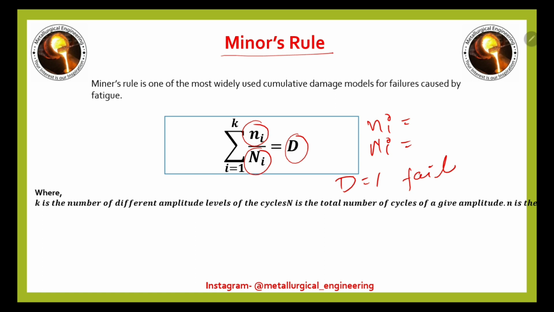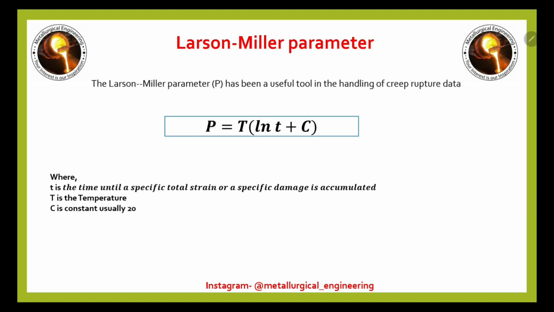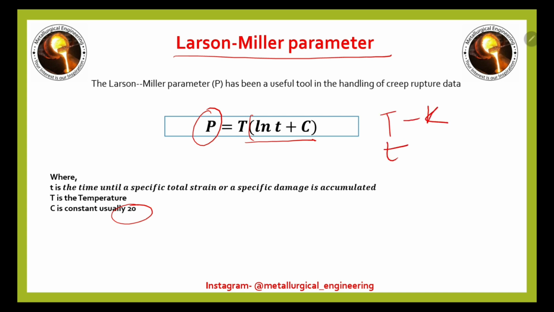Now we will move to the LM parameter. Some components have a service life in years, which is not possible to test at lab scale. So to define the life over that much time, we use the LM parameter, which is defined as P equals T (ln t plus C), where C is a constant which usually is taken as 20, T is the temperature in Kelvin, and t is the time taken in hours.